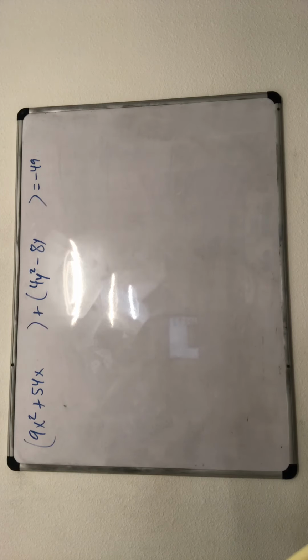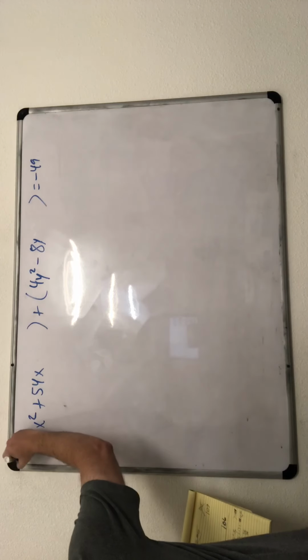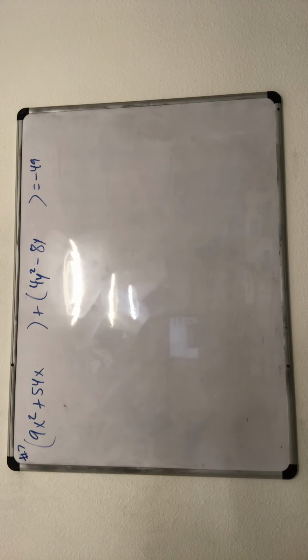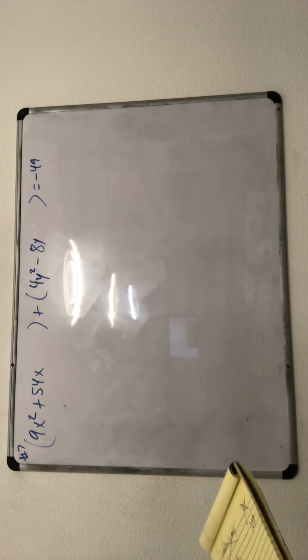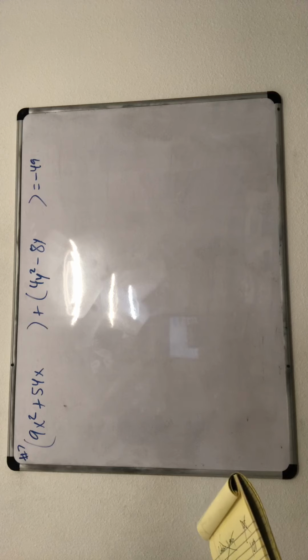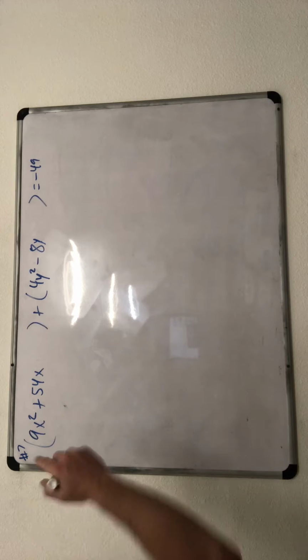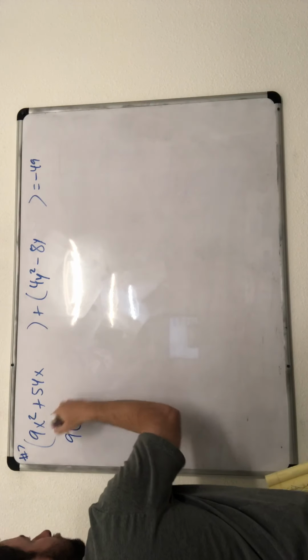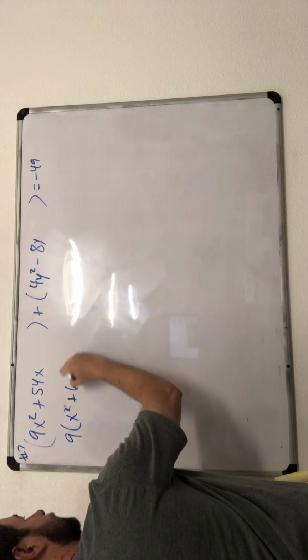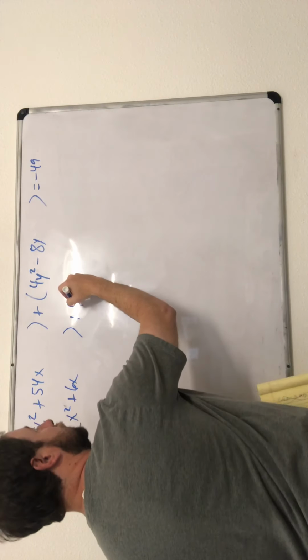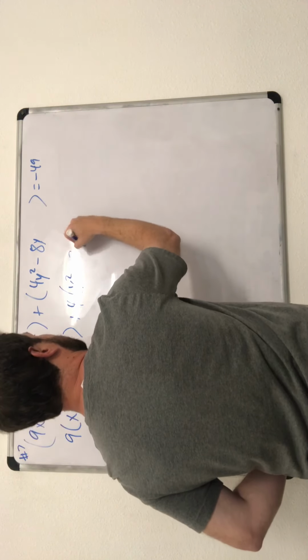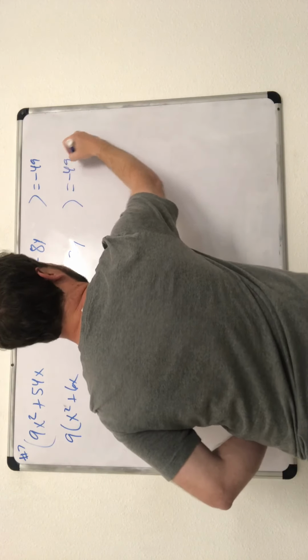So the first thing is I took what they gave us, and by the way, this is number 7 from lesson 106 homework. So you can look at number 7 here. And we have 9x squared plus 54x. And then I rearranged it to 4y squared minus 8y equals negative 49, brought that to the other side. First thing we're going to do is factor a 9 out of this one, x squared plus 6x. And then we're going to factor a 4 out here, so y squared minus 2y equals negative 49.